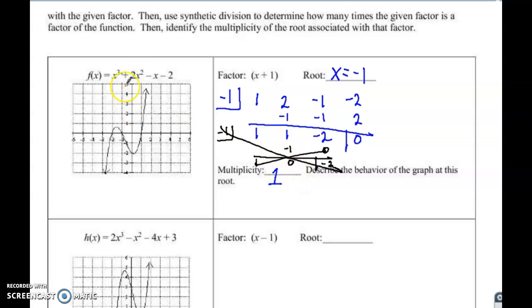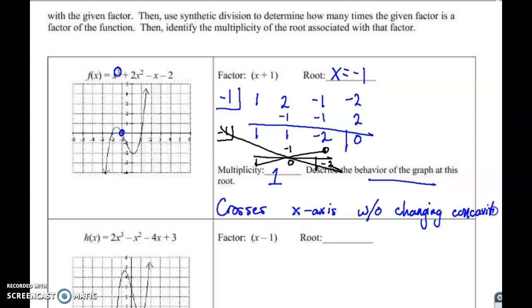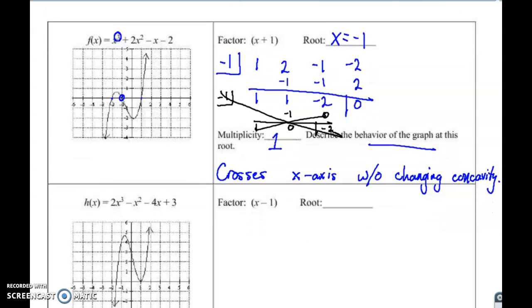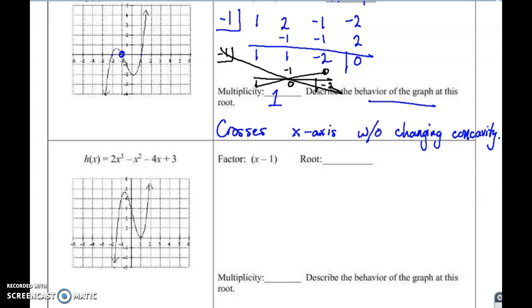Now that should have also been obvious, because if the sum of the zeros really equals 3, well, you can see the other two right there. So it's impossible for this one to have a multiplicity larger than 1. But what's the behavior of the graph? It crosses the x-axis without changing concavity. All right, I'm feeling good here.